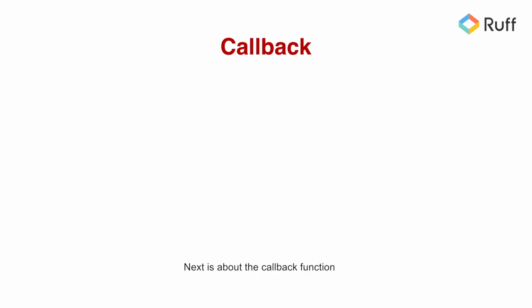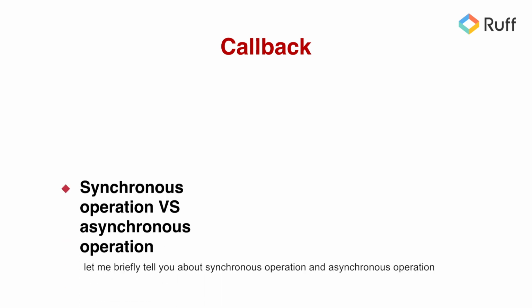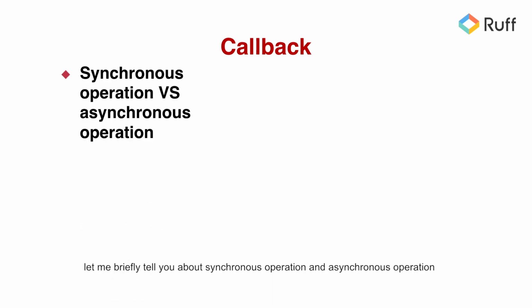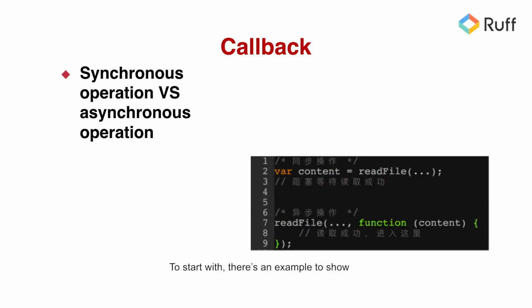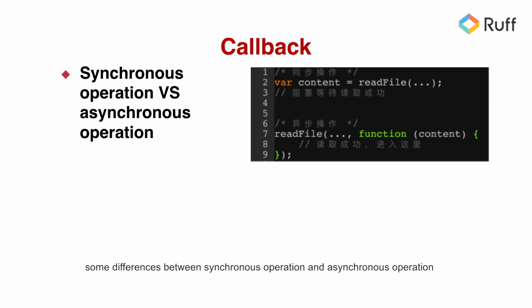Next is about the callback function. Before we talk about this callback function, let me briefly tell you about synchronous operation and asynchronous operation. Since the callback function is unique to asynchronous operation, to start with, there's an example to show some differences between synchronous operation and asynchronous operation. This example actually means I want to read a file and read its contents. Then I need to do something. Let's look at the method of synchronous operation first. That's to say, I define a variable content, which is equal to such an operation, read file, and then the entire program will block here, and wait whether reading is successful. If successful, I get the content, and I can do something else.